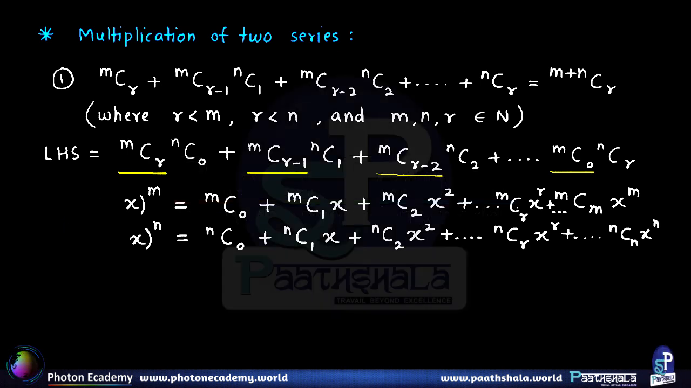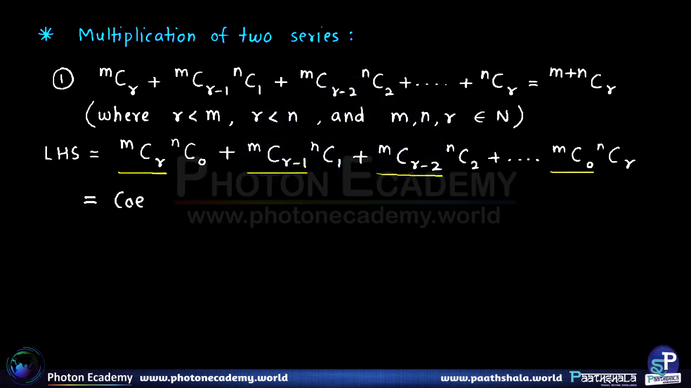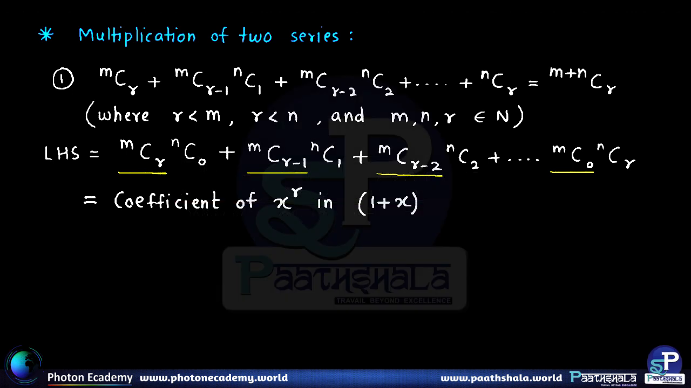So with that, let us rewrite the required series like this. So LHS is nothing but the coefficient of x raised to r in the product of 1 plus x whole raised to m into 1 plus x whole raised to n.